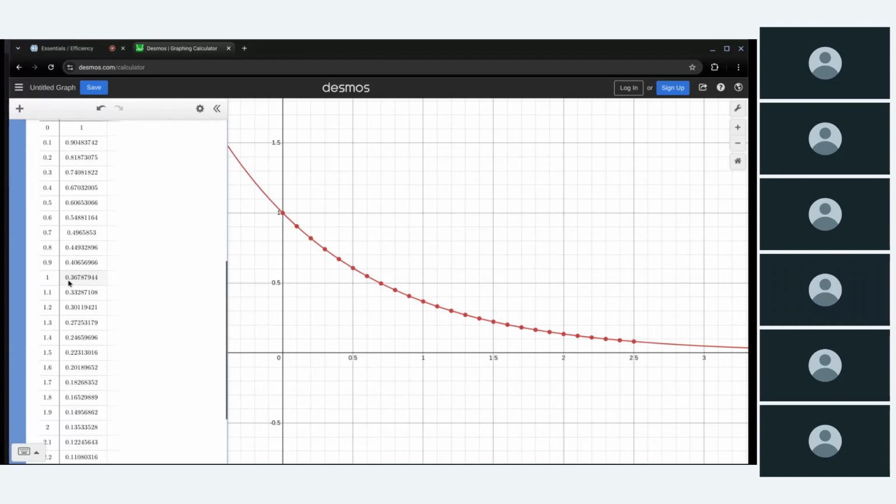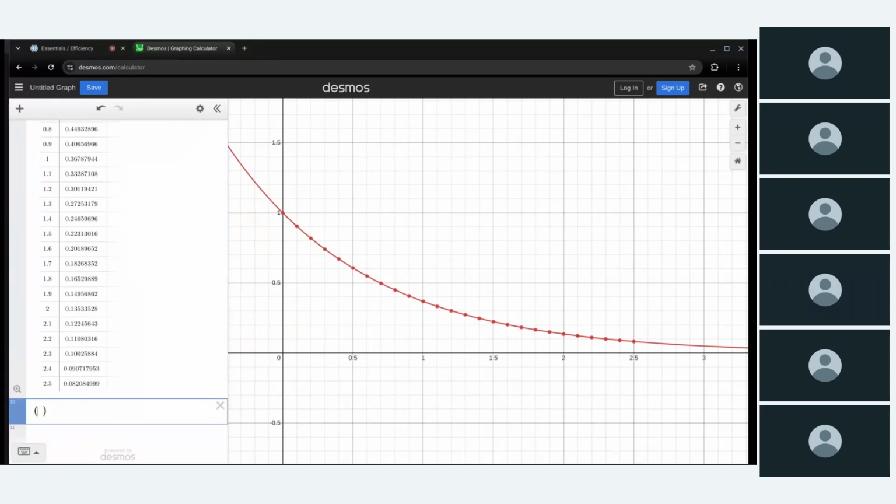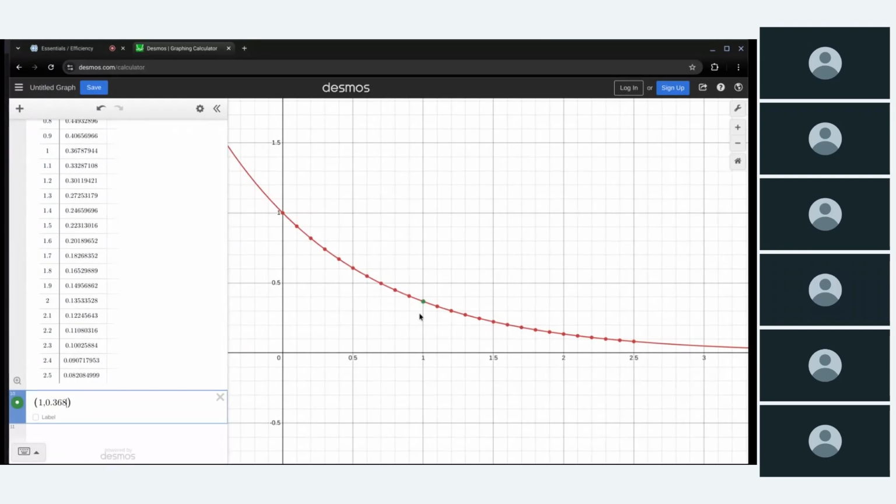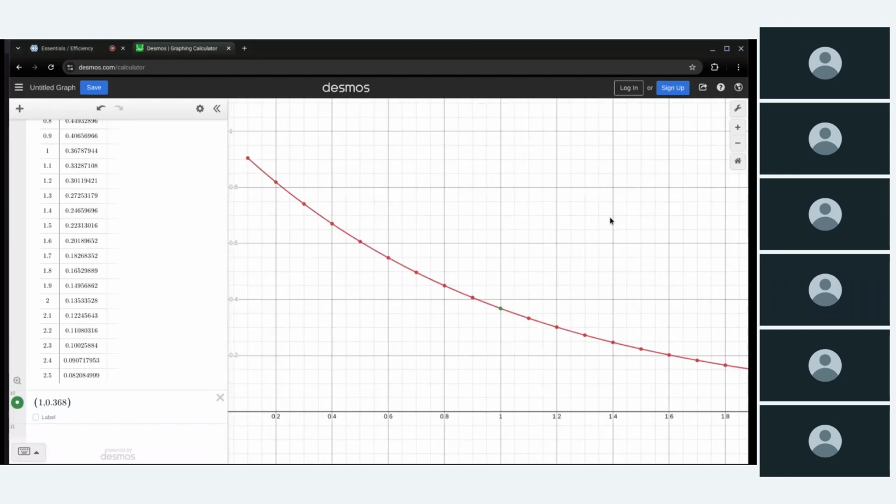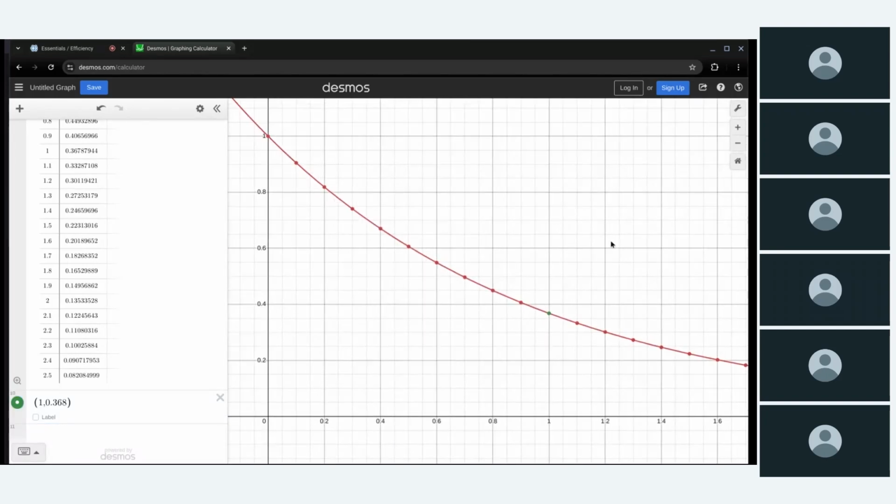This is 1 comma 0.368. Plot that, 1 comma 0.368. Yes, there is something interesting about this green dot. Want me to zoom in? I could also do that. There is something interesting there. Can anyone spot something very interesting about the green dot?